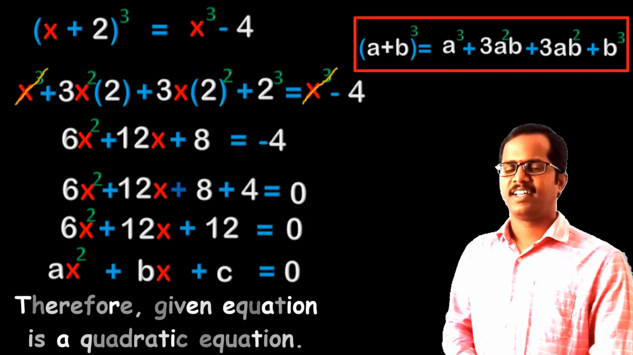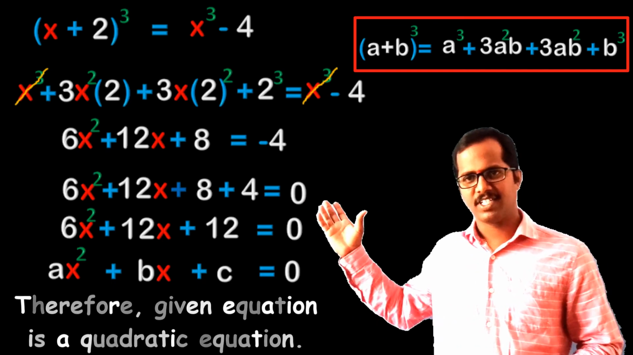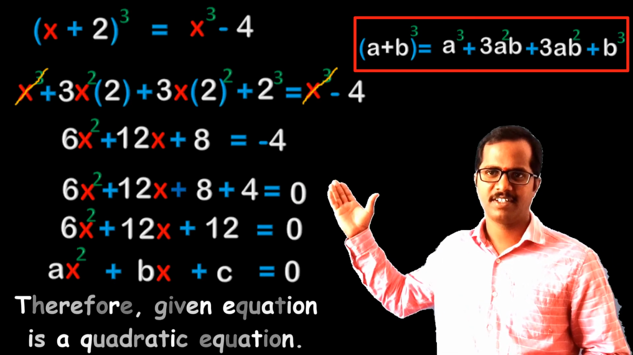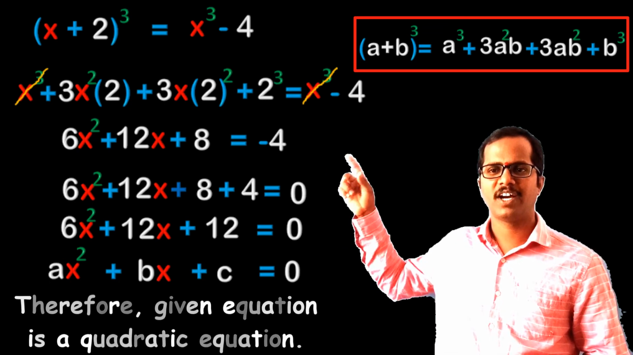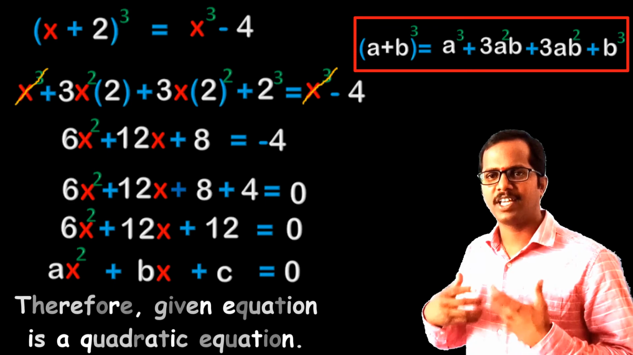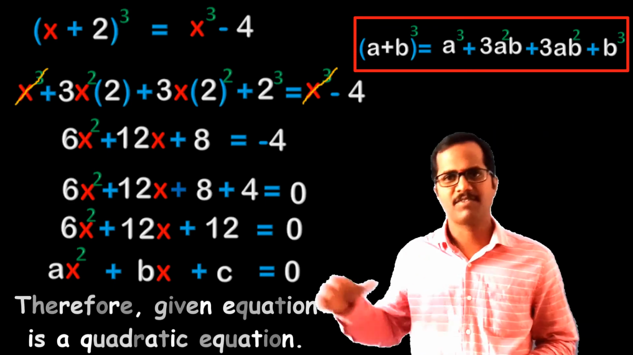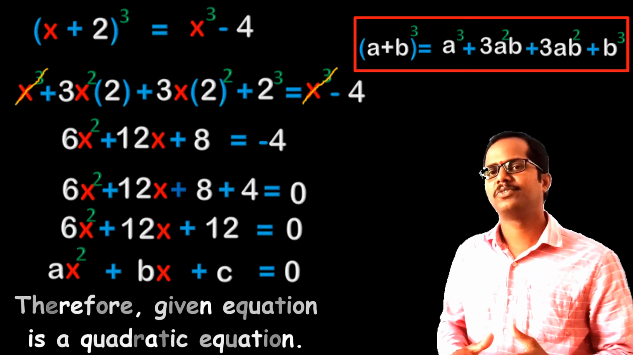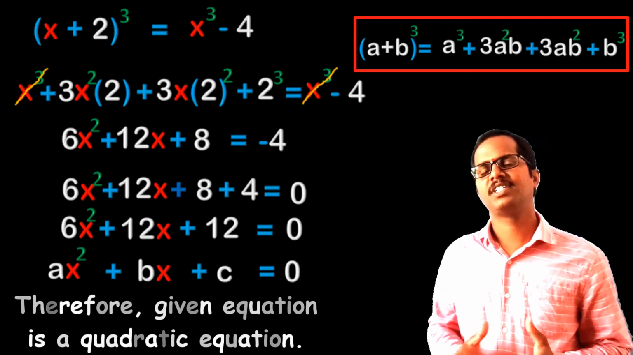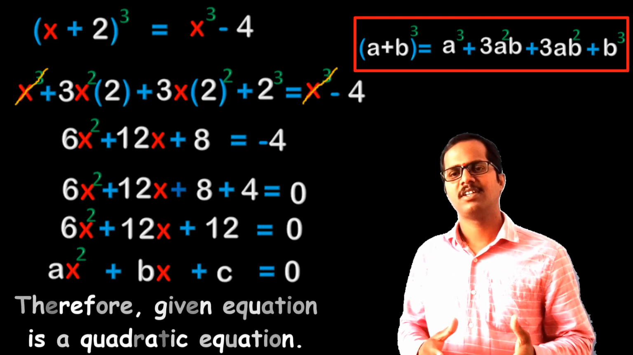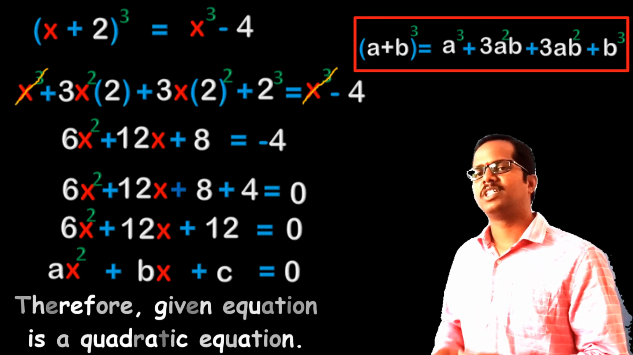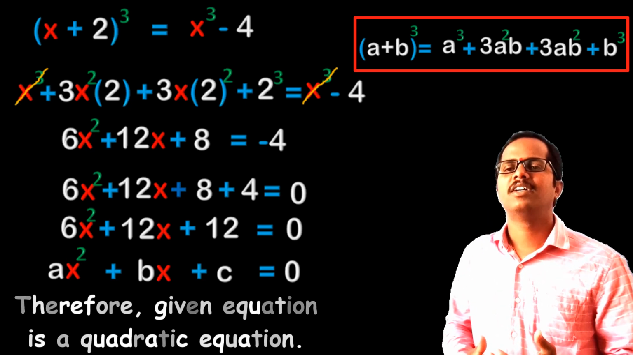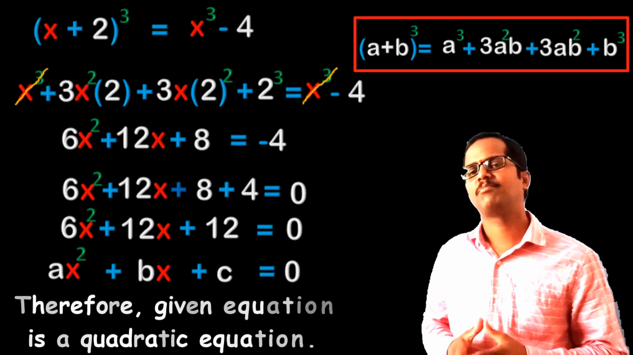Now here, at first if we observe the given equation, it seems to be a cubic equation. Since x plus 2 whole cube, we have whole cube. So by seeing that we can guess that it is a cubic equation. But after simplifying this equation, we get a quadratic equation. So hence, to decide whether the given equation is a quadratic equation or cubic equation or linear equation, first we need to simplify that equation. After simplifying only, we have to decide whether it is a cubic equation or linear equation or quadratic equation.